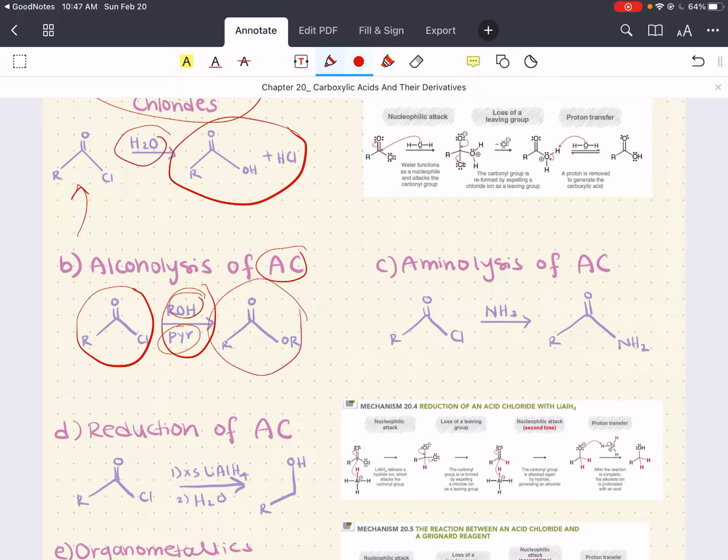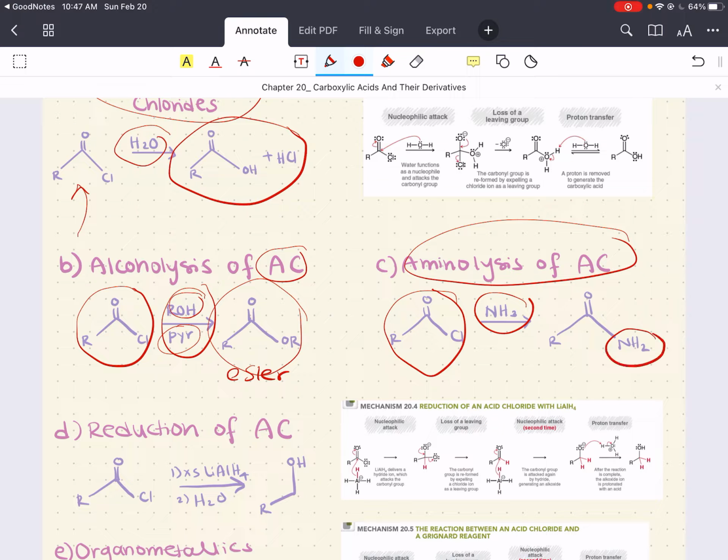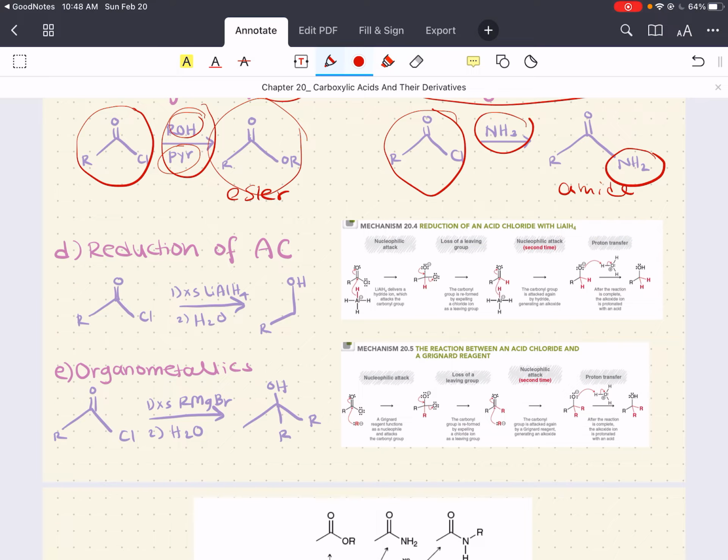Alcoholysis of our acid chlorides will take our acid chloride, treat it with this ROH group and pyridine to form an ester. All right. Aminolysis of acid chloride will take our acid chloride, treat it with an amine, and what we form is this amide group product instead.